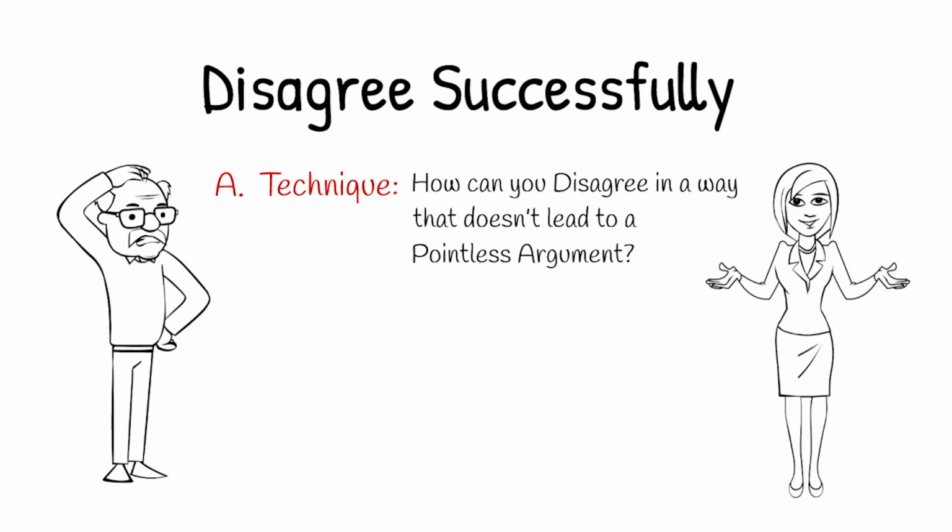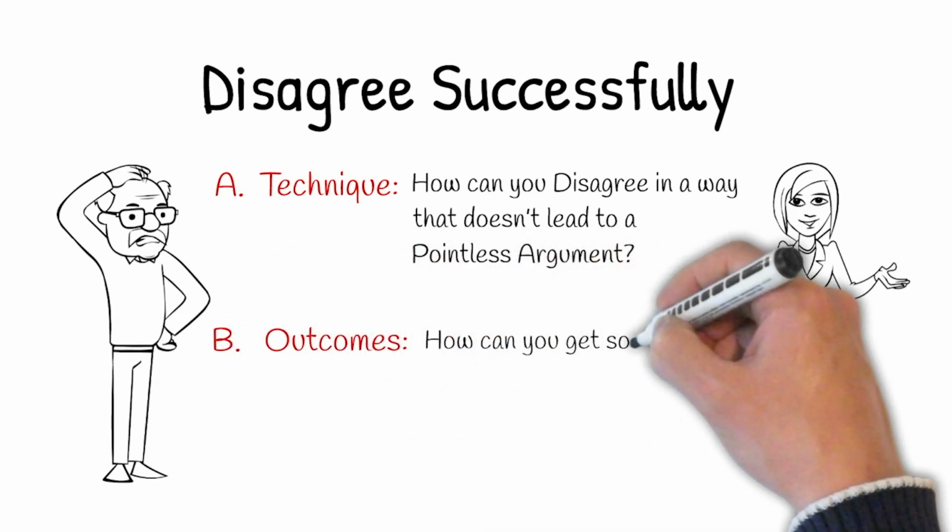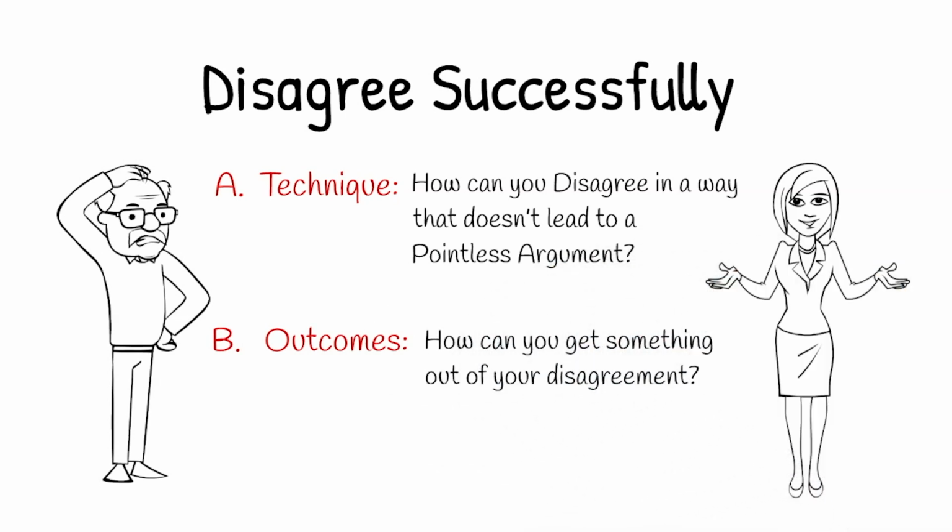The second aspect of successful disagreement is outcomes. How can you get something out of your disagreement? Of course, the first thing that comes to mind here is, how can you win your argument, or how can you change the other person's opinion? There are definitely ways to learn how to do that more successfully that we will talk about.